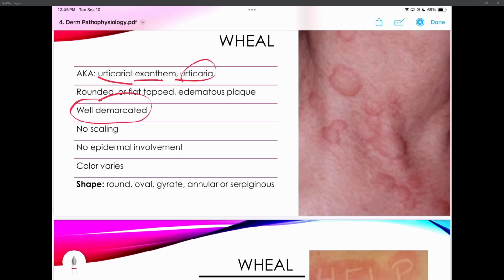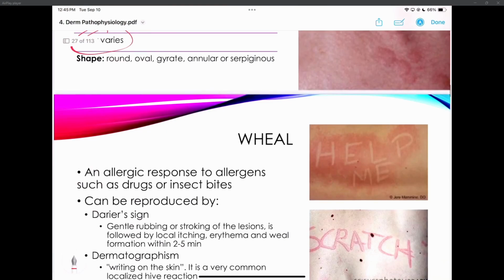There's no scaling going on. It's just normal skin. There's no dry skin, no flaking going on, no scaling. No epidermal involvement. Color can vary. And the wheal itself can be in different shapes. They can be round, oval, gyrate, serpiginous. And we'll show you pictures of those in a second.